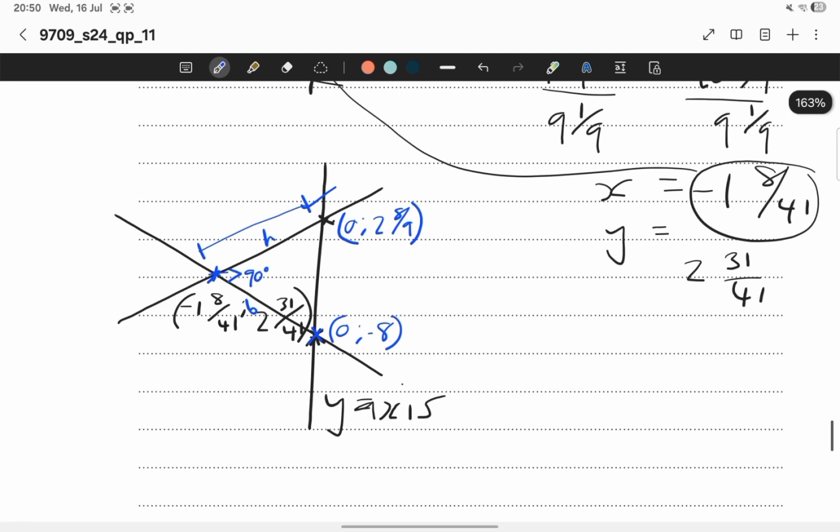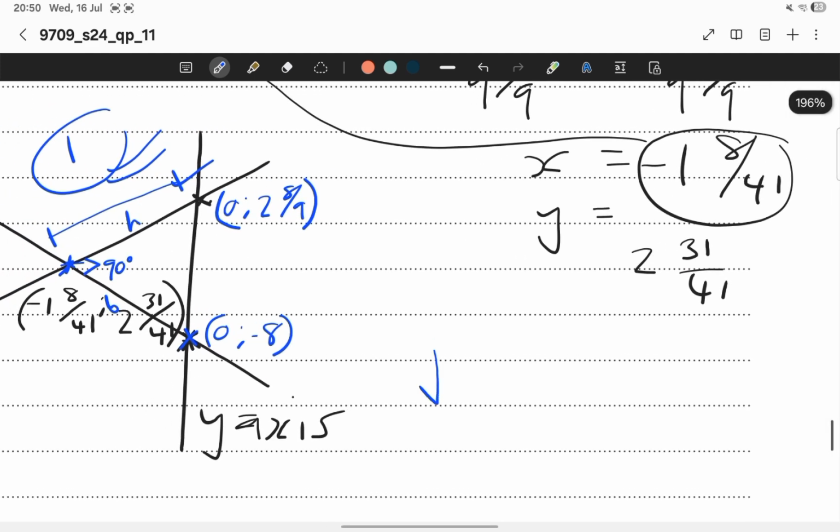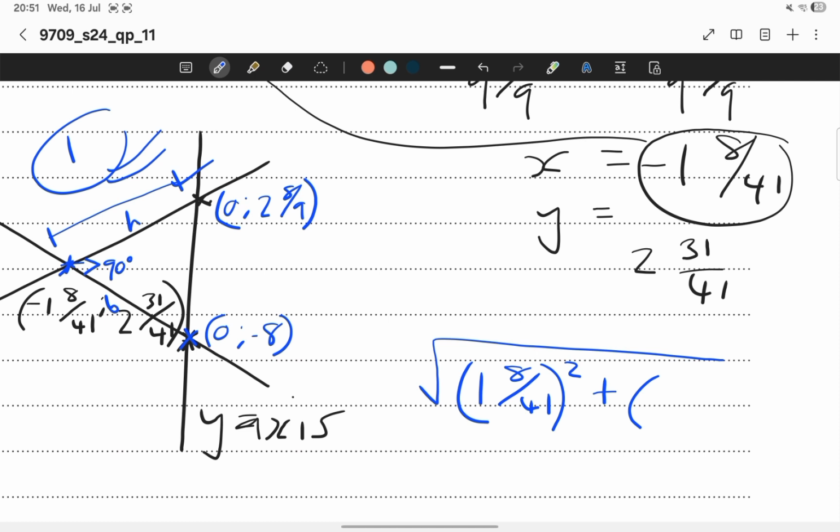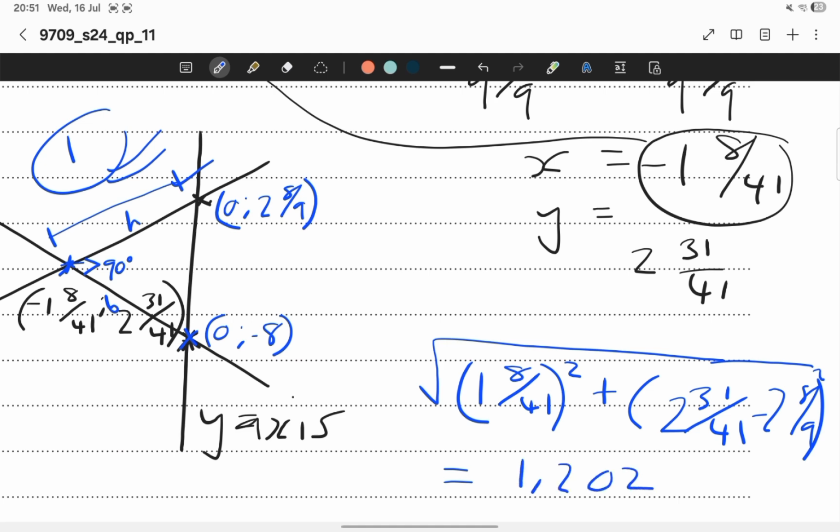And for us to get the distance between these 2 points, we're going to say square root of 1 and 8 over 41 squared, plus 2 and 31 over 41 minus 2 and 8 over 9 squared. And that gives us 1.202 if you punch that into our calculators.